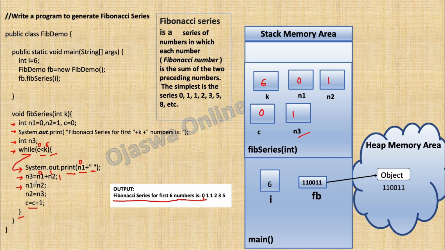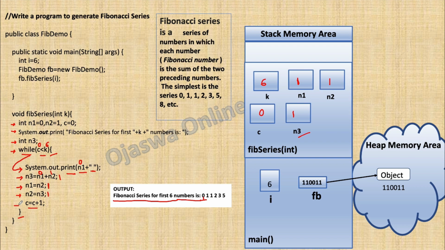Next, when the first number in the series is printed, that is 0, n1 becomes n2 and n2 becomes n3. So value of n2 is 1. When the statement n1 equal to n2 is executed, inside the memory, value 0 is replaced with 1. So n1 is now updated with value of n2, that is 1. The next statement executed is n2 equal to n3. Value of n3 is 1, hence n2 is now updated with value of n3, that is 1.